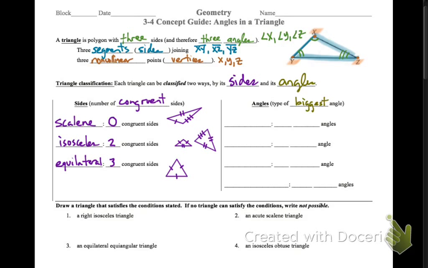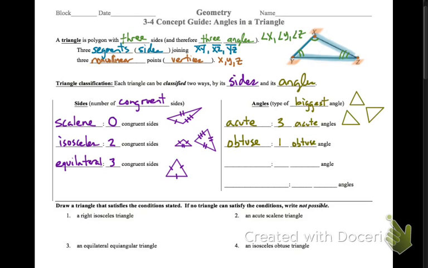Now, angles. When we're talking about the angle, to determine what type of triangle it is, you'll look at the biggest angle. So an acute triangle is a triangle with 3 acute angles. The largest angle is going to be acute. Okay? No matter how you draw an acute triangle, the biggest one will always be acute.